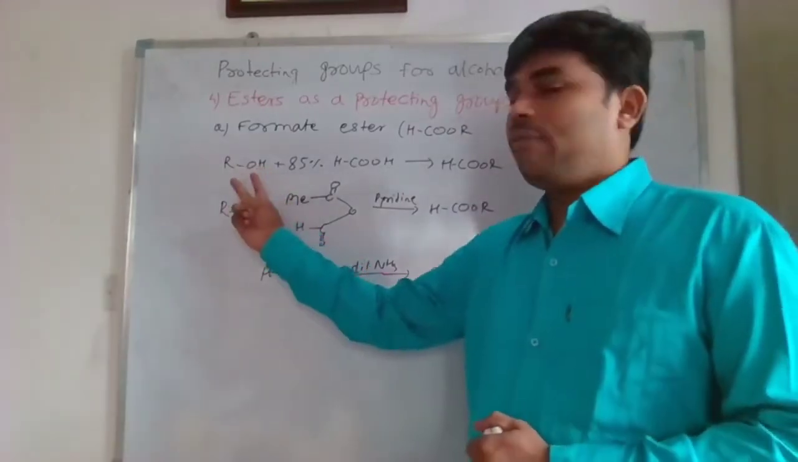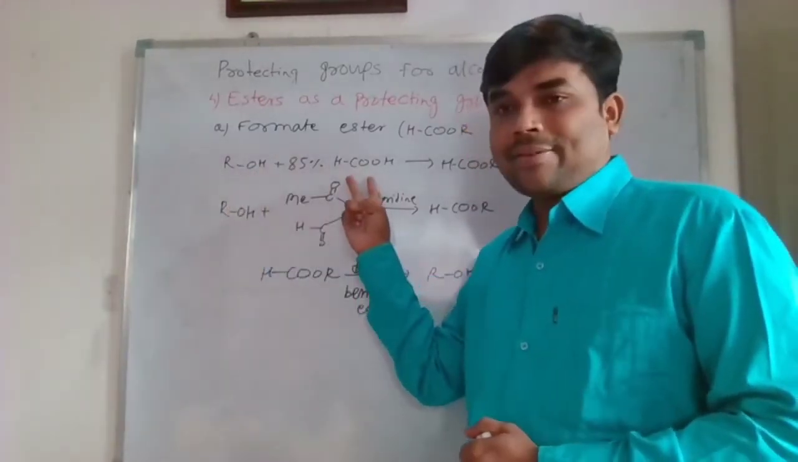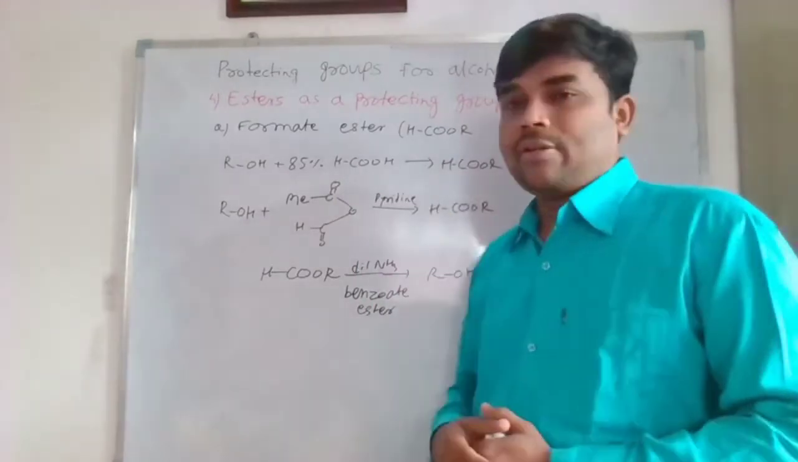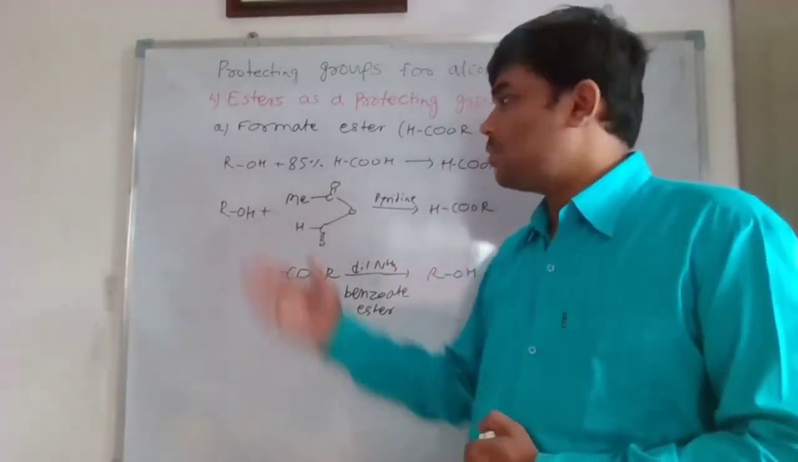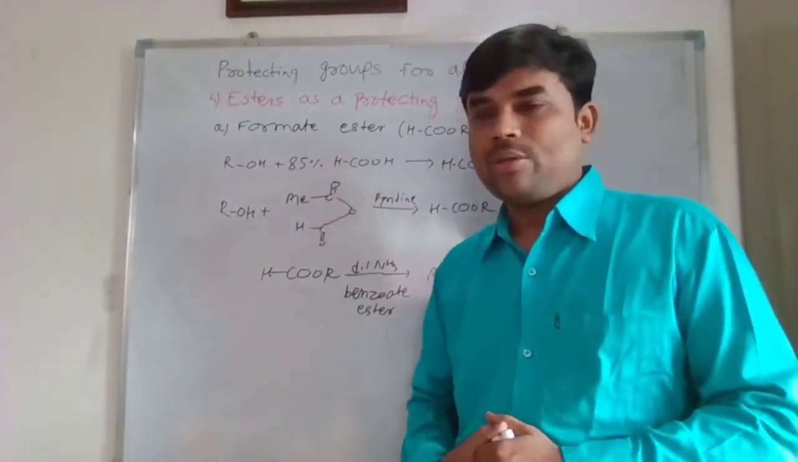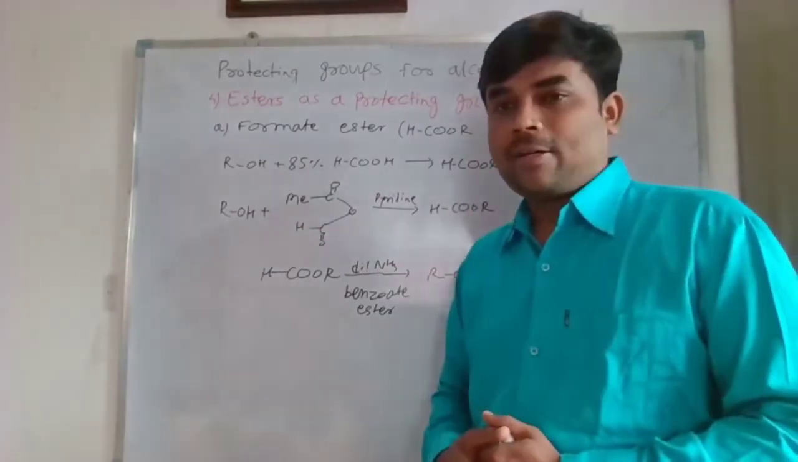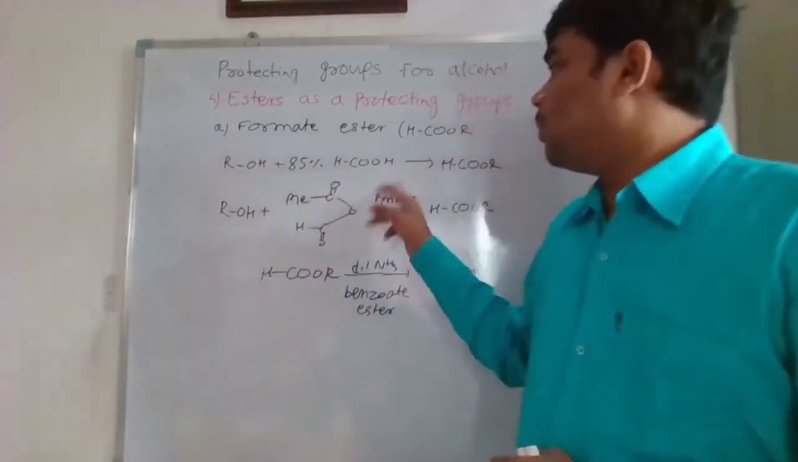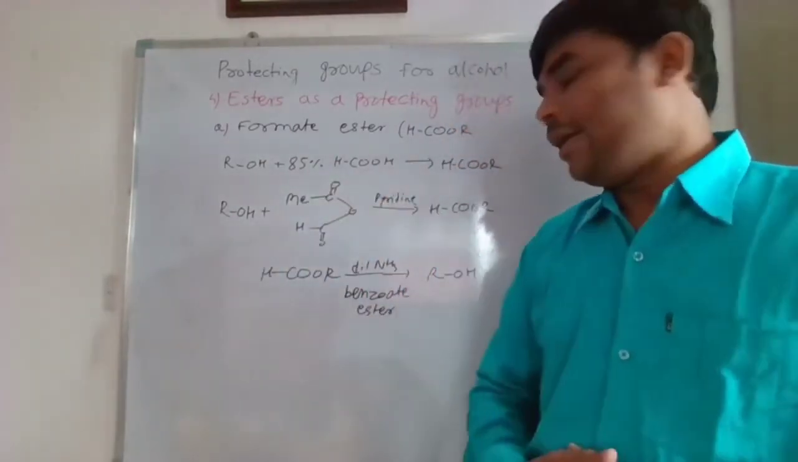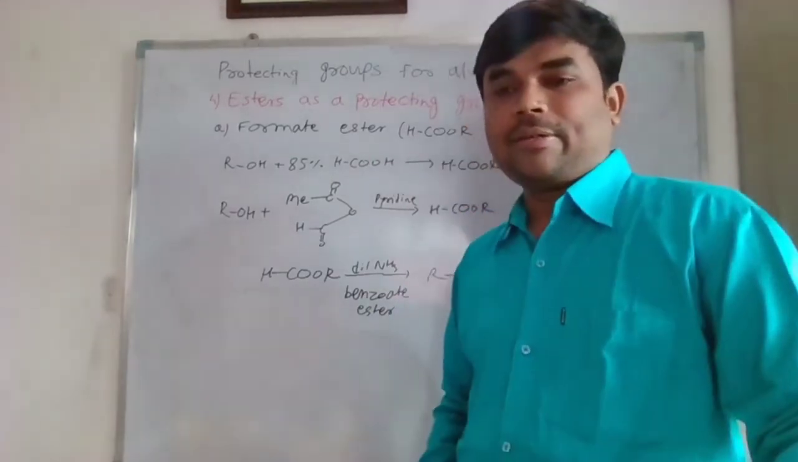As we know, when alcohol reacts with acid, it always gives ester. This reaction is ester hydrolysis. So this is a simple ester hydrolysis. We get this ester, and these are deprotected by dilute ammonia or benzoate ester.